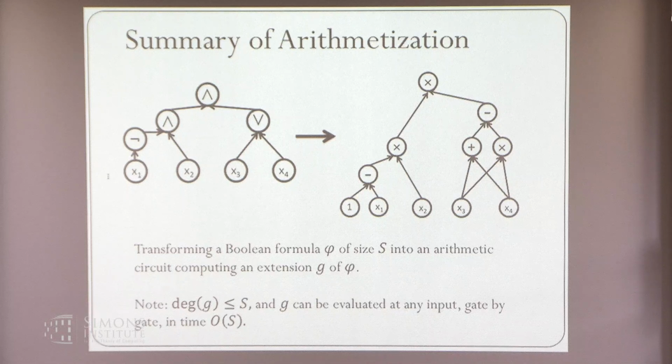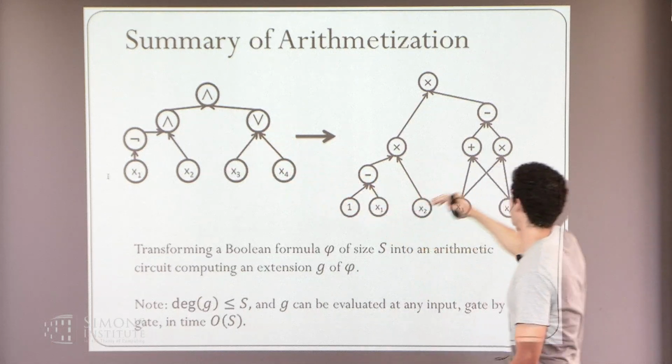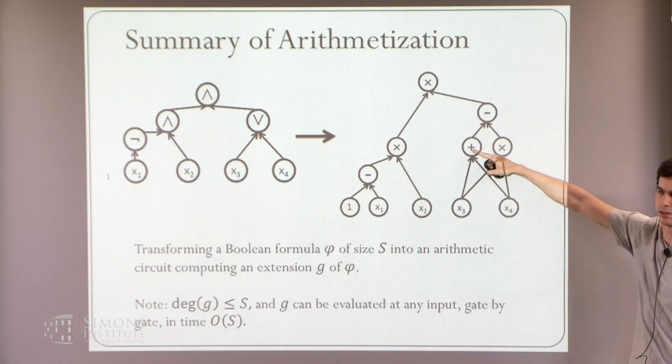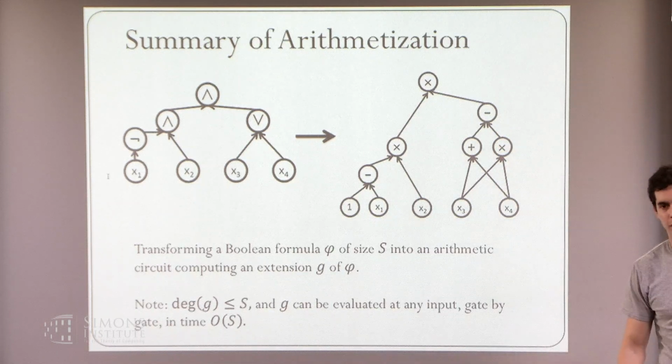And moreover, this is the easiest thing to see. The arithmetic circuit can be evaluated at any input in time order s. And that's because each gate of the formula is turning into a constant number of gates in the circuit. Right? So to evaluate this OR gate was just one step here, and here it's 3 steps, because you do one addition, one multiplication, and one subtraction. And again, each field operation I'm calling just one unit time step.